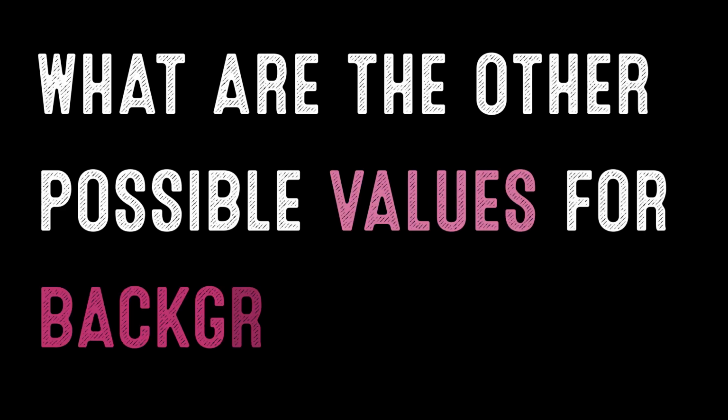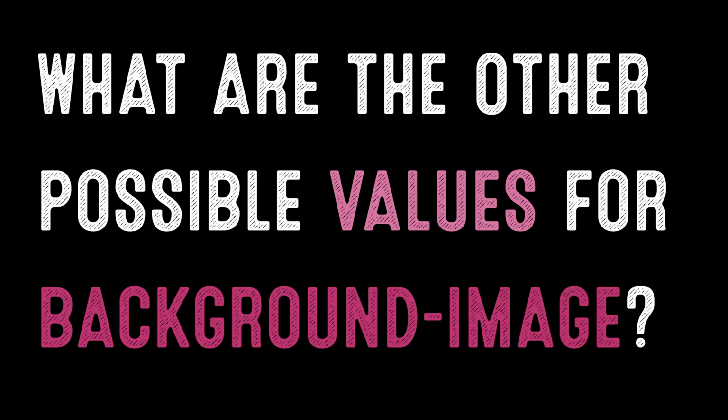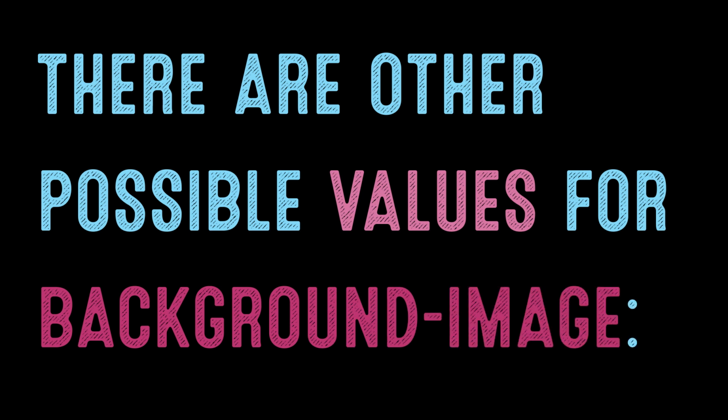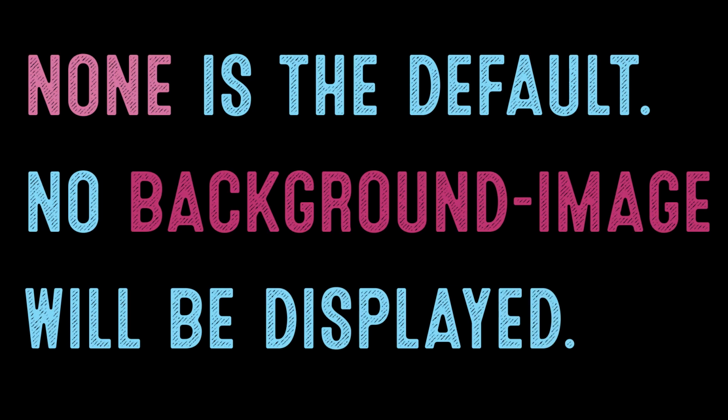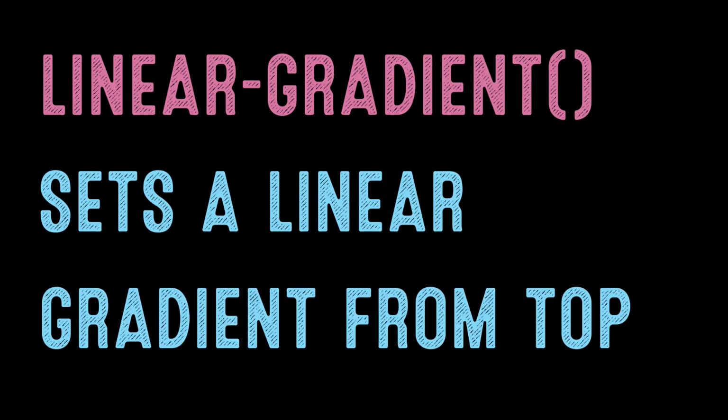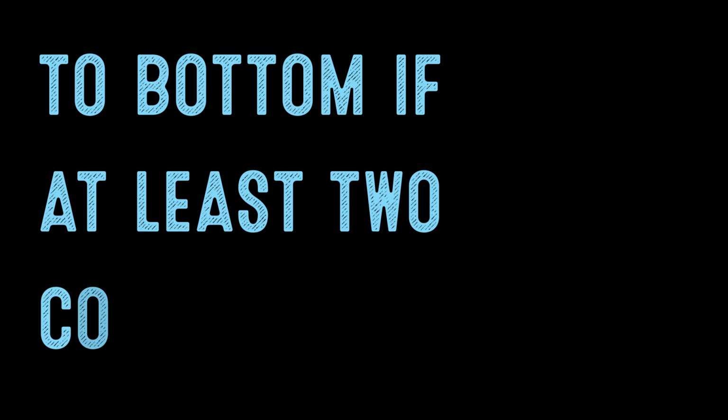What are the other possible values for background image? There are other possible values for background image. None is the default. No background image will be displayed. Linear gradient sets a linear gradient from top to bottom if at least two colors are defined.